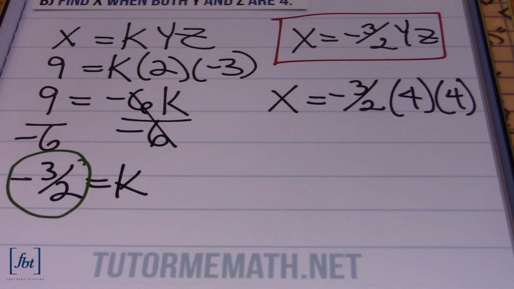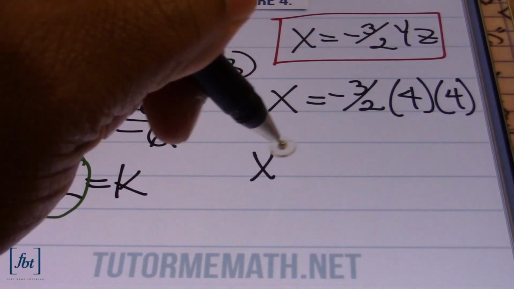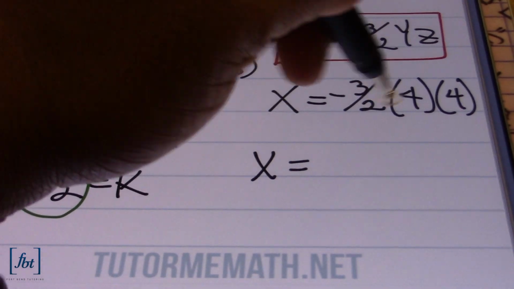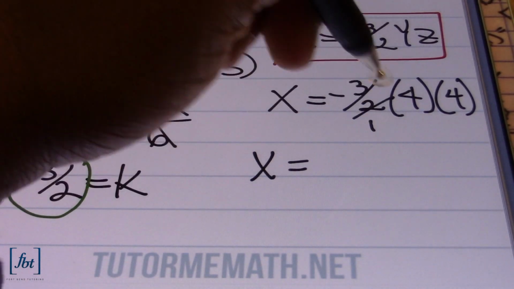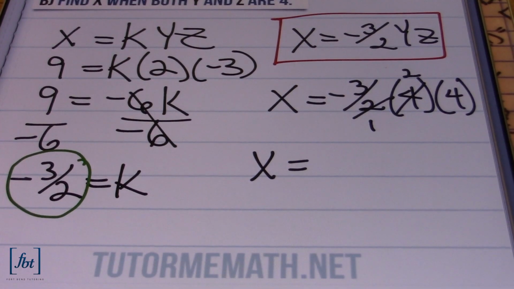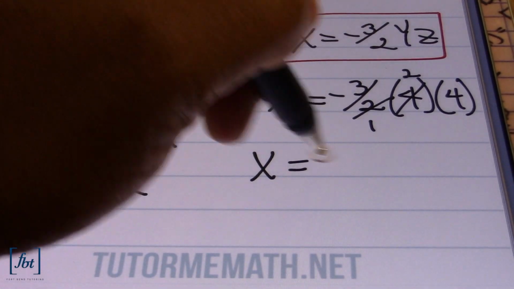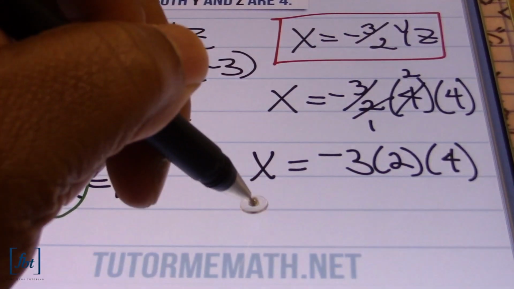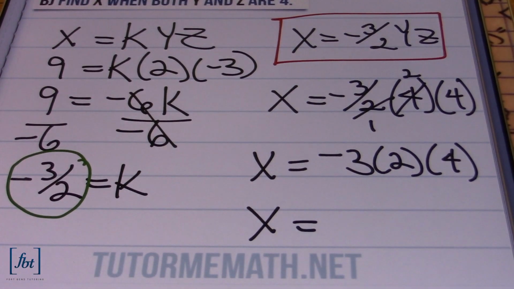And now I'll be able to simplify this. Now, I don't care for the fraction, but I will do this. I will say that 2 goes into itself once. It goes into 4 twice. You see, I was able to simplify that. So now I'm able to rewrite this as -3 times 2 times 4, because who likes fractions?